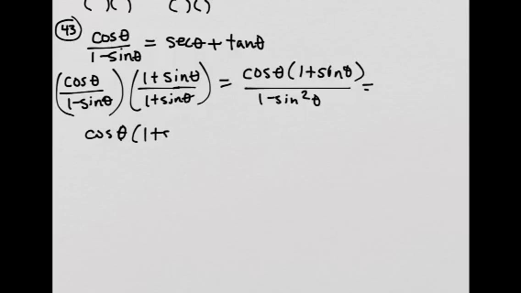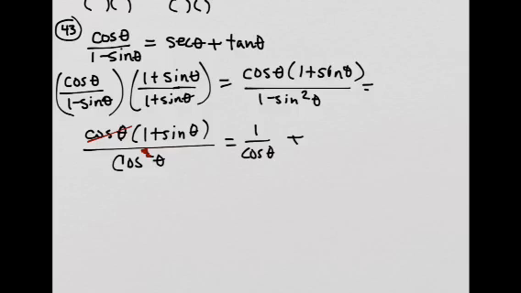And so I've got 1 plus sine theta over cosine squared theta. Then I can reduce this, 1 cosine in the numerator and 1 cosine in the denominator. Now I have this fraction here, and I'm going to separate it like this. Remember, you can do this with fractions, right? So 1 over cosine is secant, and sine over cosine is tangent.